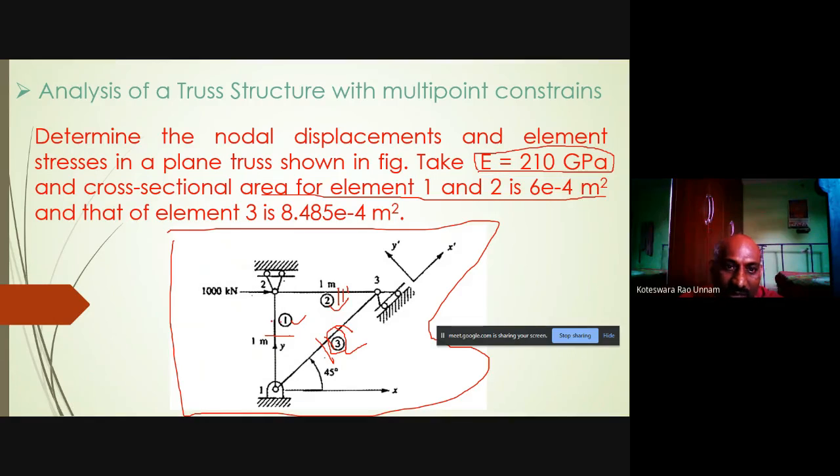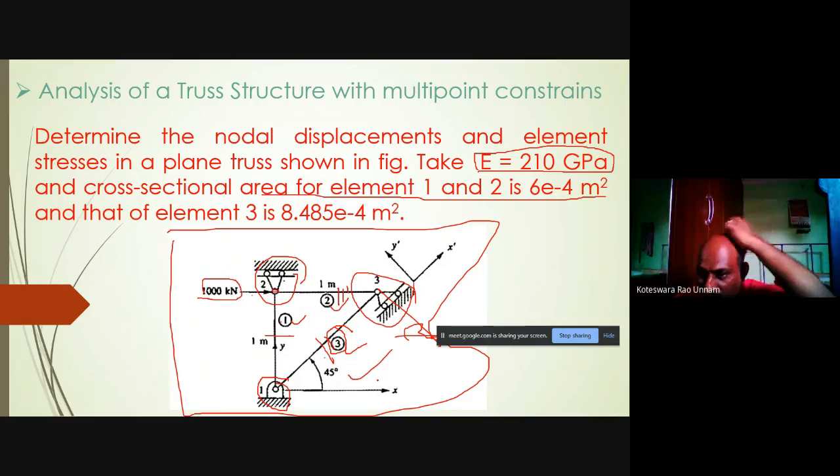Then it is subjected to a load of 10,000 kilonewtons at this particular node in the horizontal direction. Then it is constrained. Here you have a hinge support, here you have a roller support, and here also a roller support, but the roller support is inclined. It's not parallel to the x-axis or the y-axis. It is inclined with respect to the x-axis or y-axis. If I take the x-axis, this is the inclination, and that inclination is 45 degrees.